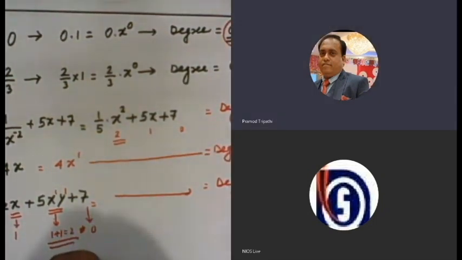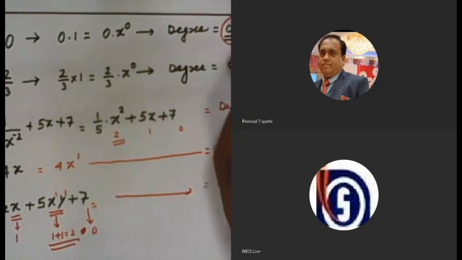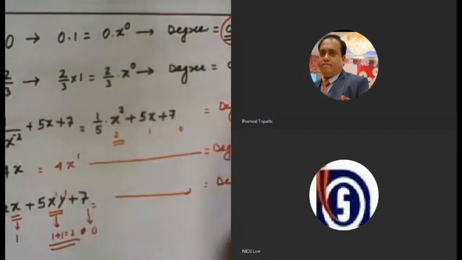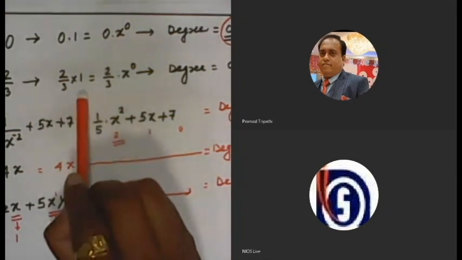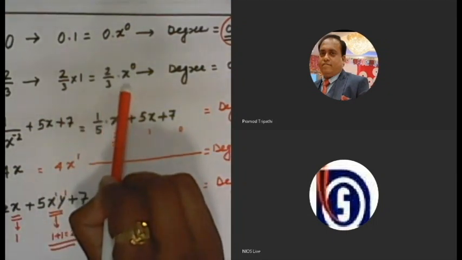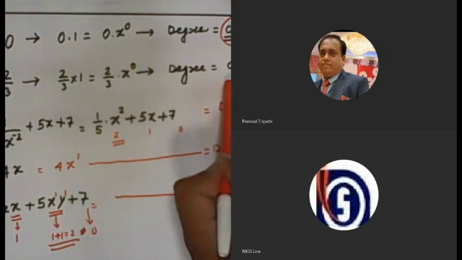Is it right or wrong? You have to think on this question here. It is very clear, 2 upon 3 can be written as 2 upon 3 into 1. 1 can be written as x raised to the power 0. Any variable with the exponent 0 is always 1. So the degree is 0 here.